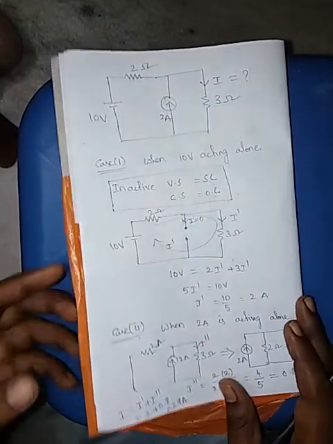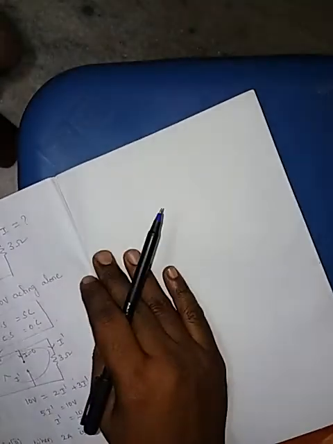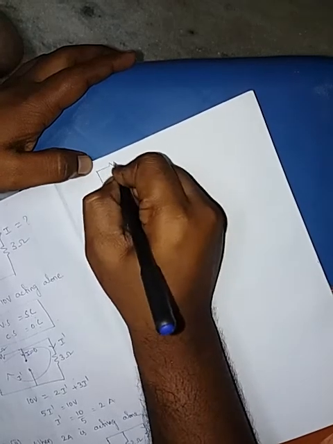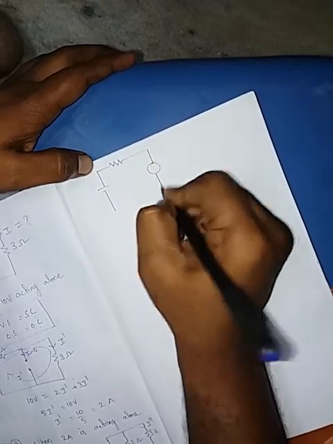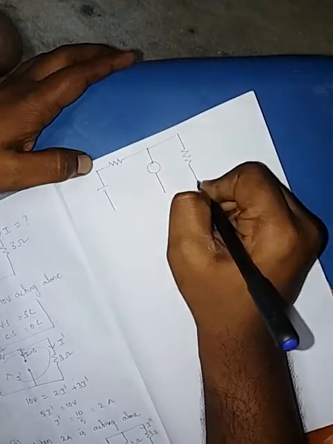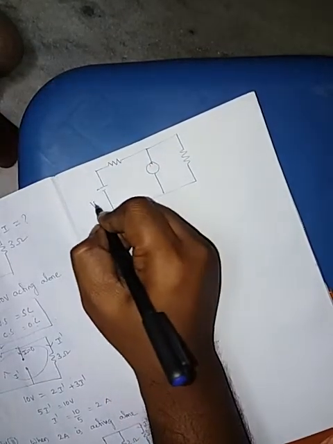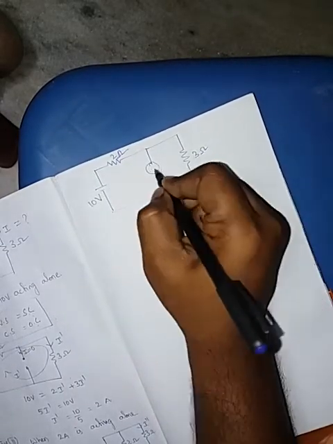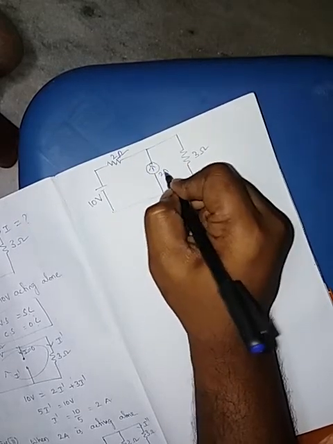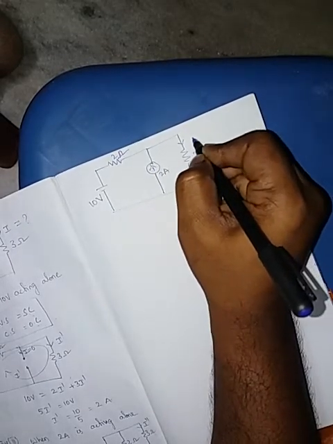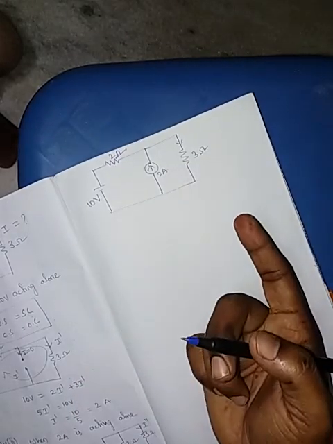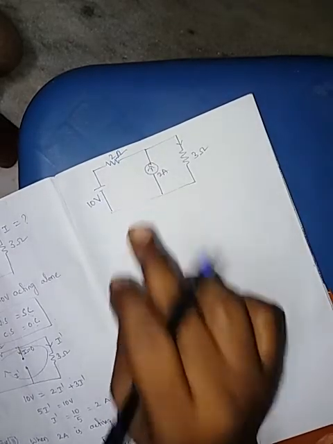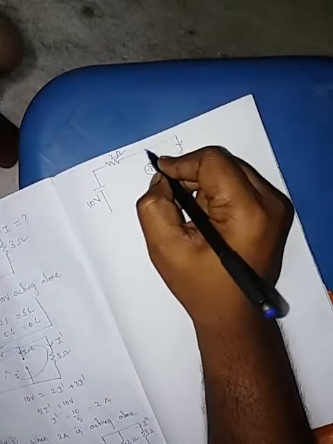Whatever you have done, whether this answer is right or wrong, let us verify. Let me take the same network like this. In this fashion, this is 10 volts, 2 ohms, and here it is 3 ohms. This is the current source. You need to find the current passing through 3 ohms. You can apply either KCL or super mesh analysis. Here I try to apply the KCL.